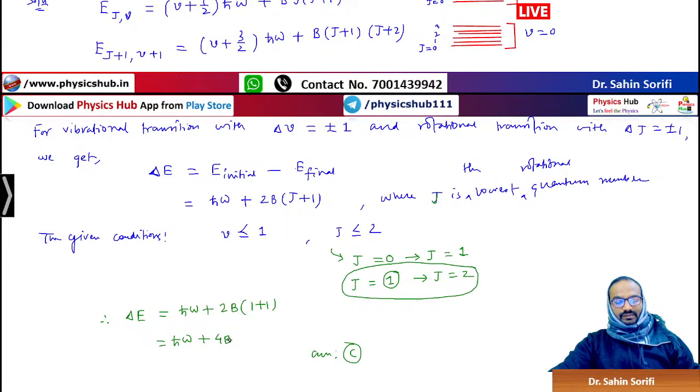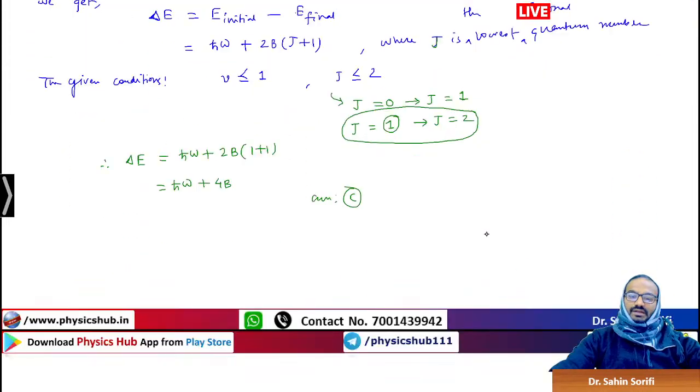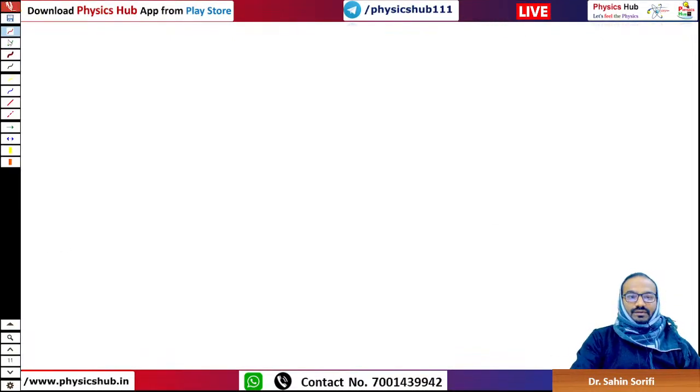So till now we have restricted our discussion to the diatomic molecule as a harmonic oscillator. This means we assume that the bonding between the atoms behaves like a perfect spring, so it vibrates harmonically. In a real molecule, the vibration is not perfectly harmonic, and some anharmonic term is added to the energy expression. Many times questions come from this also, not from purely harmonic. It may give you some anharmonic term.